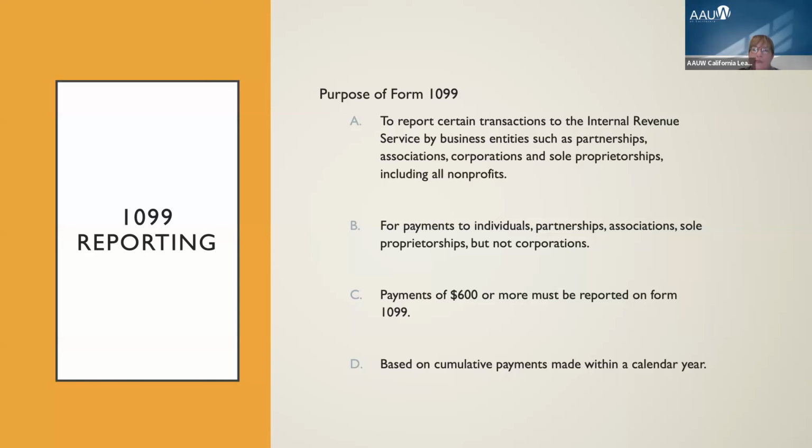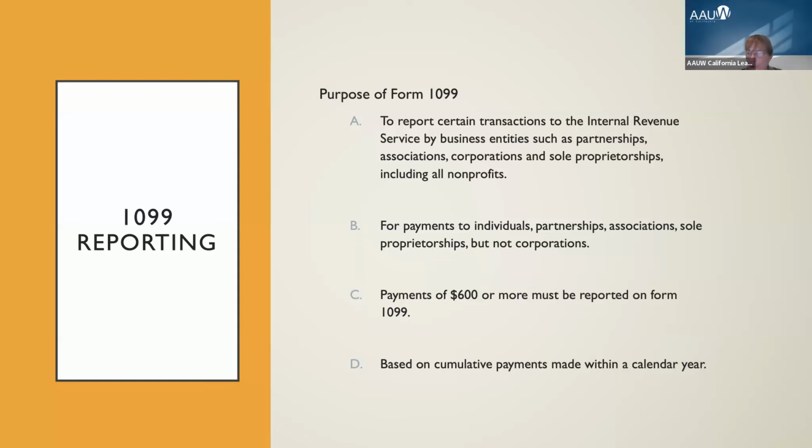So what's the purpose of Form 1099? It's to report transactions to the IRS by an entity. This says business entities, but that includes nonprofits. You might think, well, I'm not in business, so why would I have to file these reports? But the IRS looks at you as an entity that would need to file these forms if you're making the types of transactions they capture. And again, the cumulative calendar amounts exceed $600 or more. So that includes corporations, sole proprietorships, partnerships, etc.